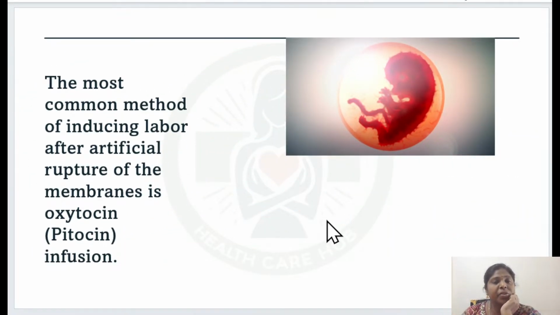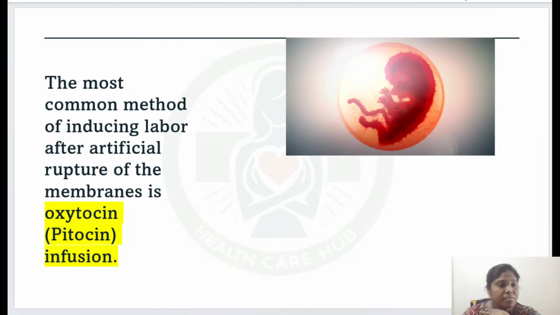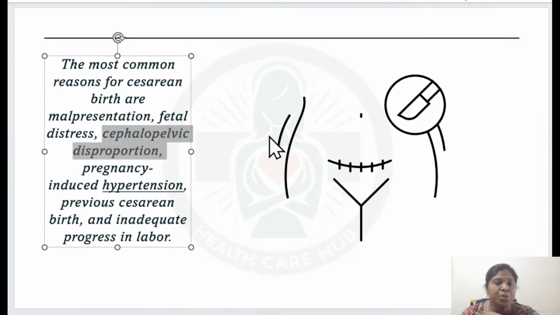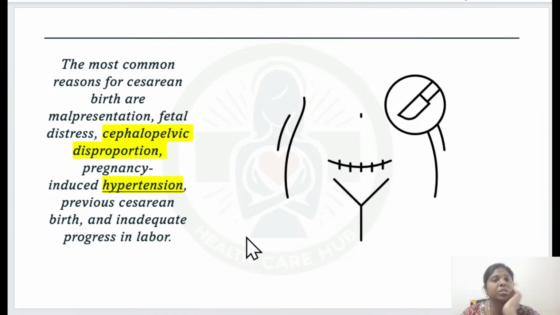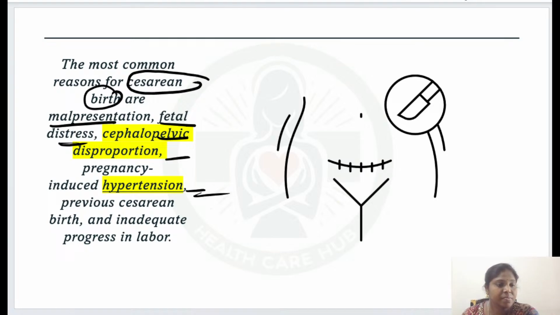Then, the most common method of inducing labor after artificial rupture of membranes is through oxytocin infusion. The most common reasons for cesarean birth are malpresentations, fetal distress, cephalopelvic disproportion, pregnancy-induced hypertension, previous cesarean birth, or inadequate progress of labor. In those cases only you go for cesarean birth.